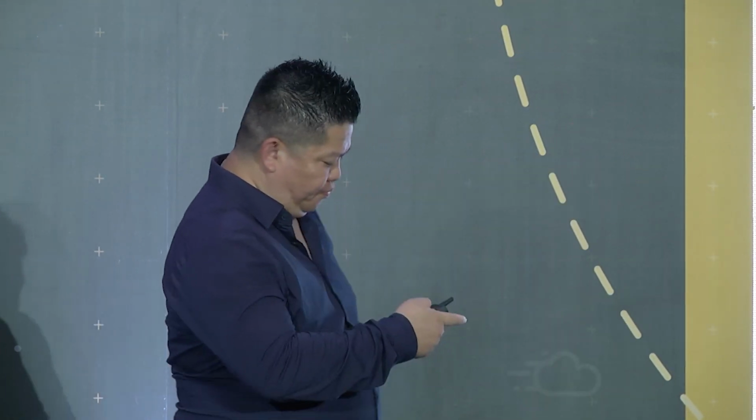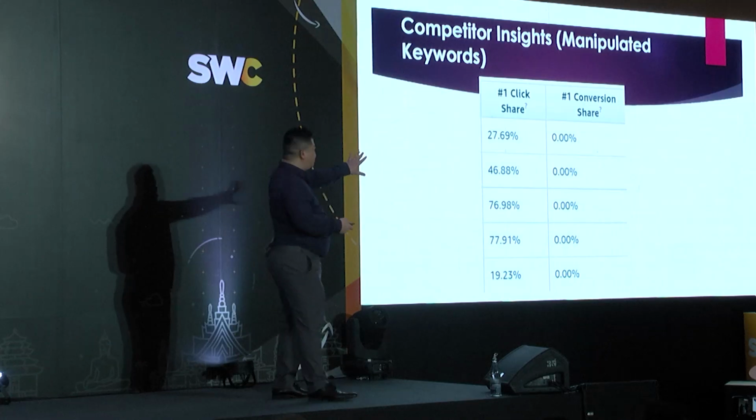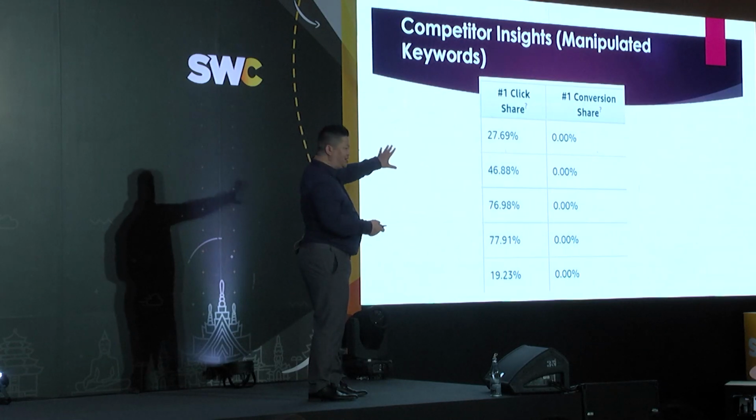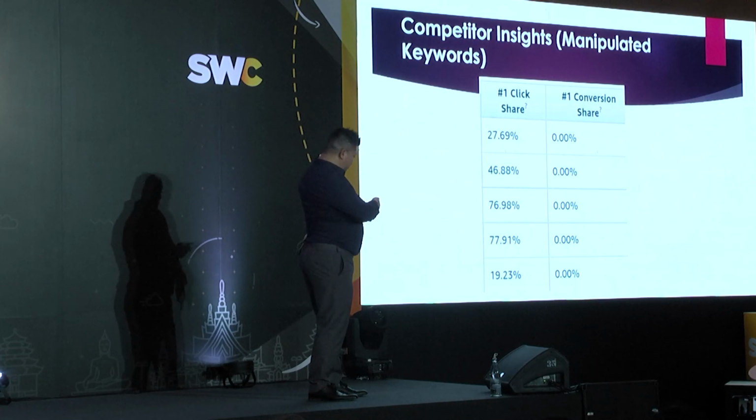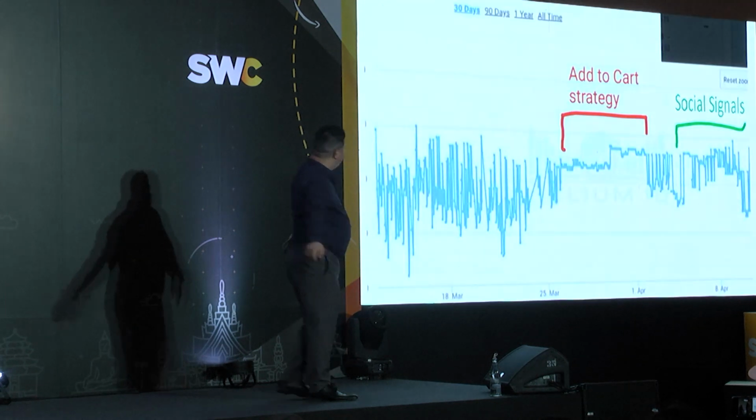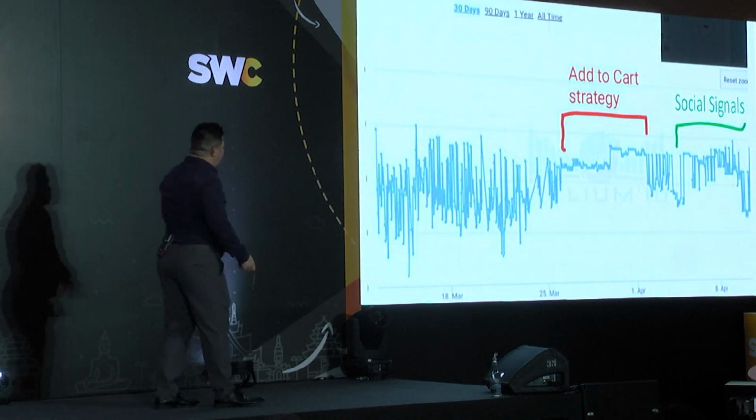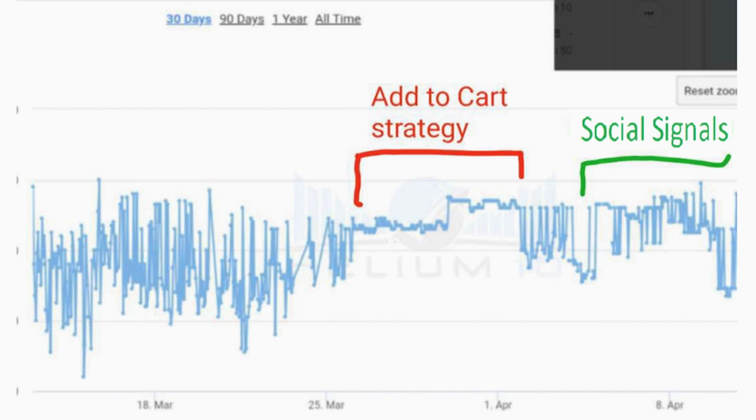So this is not true. When someone's manipulating keywords, this is not going to show up. You won't see this. Add to cart actually works because that's inside the list that we talked about, right? How do you rank? 60% is add to cart. So an add to cart strategy will get you ranked to the first page as well.